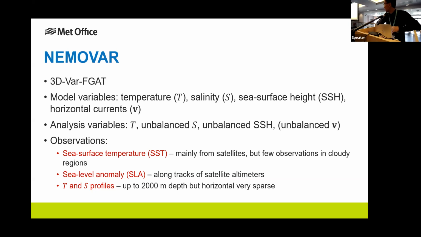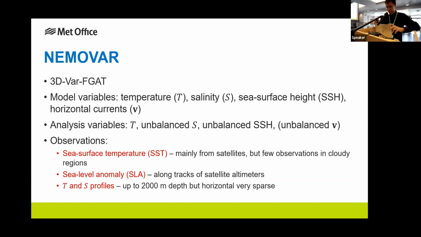In terms of observations, we assimilate three types of observations, broadly speaking. The first is sea surface temperature. These are mainly from satellites, but also with a few observations from buoys, ships, and other surface-based instruments. So there are a lot of observations of sea surface temperature, but only very few in cloudy regions because they don't pass quality check.